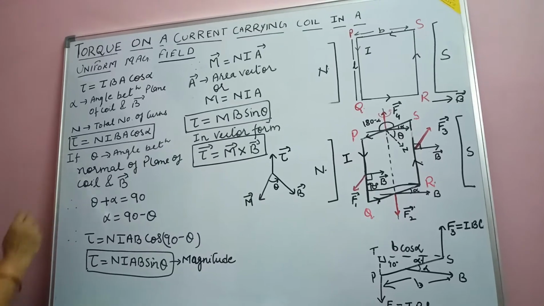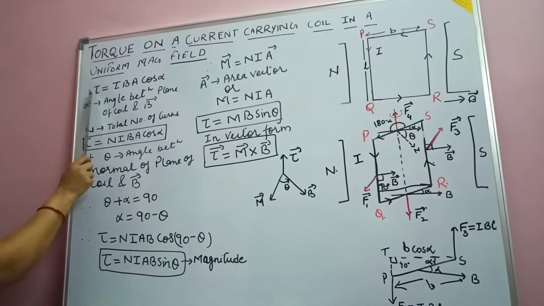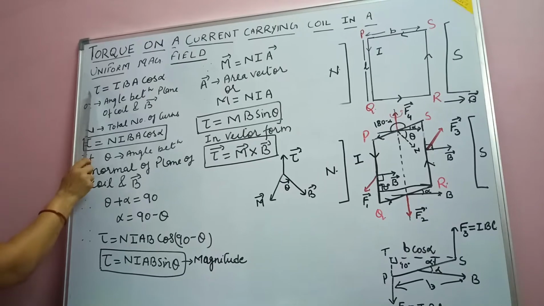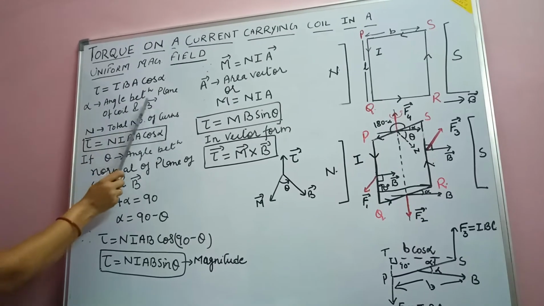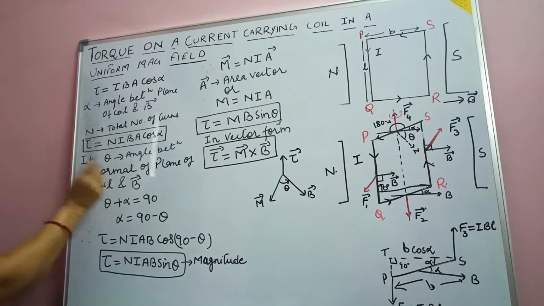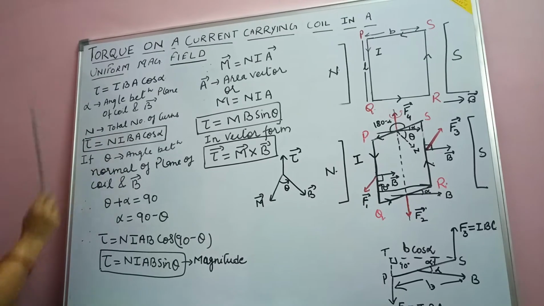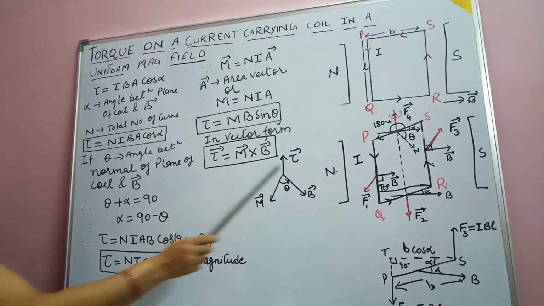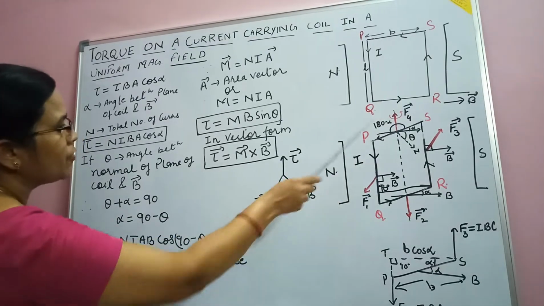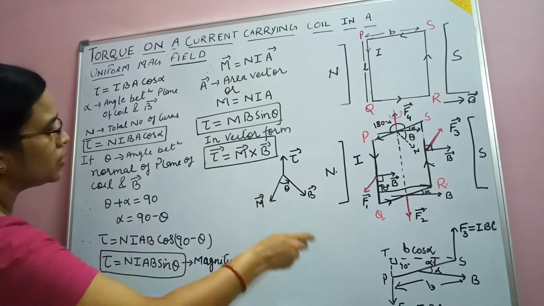Now in this video, the first expression we have is torque equal to IBA cos alpha, where alpha is the angle between the plane of the coil and the direction of the magnetic field B vector. Here I have taken only one turn of the coil.